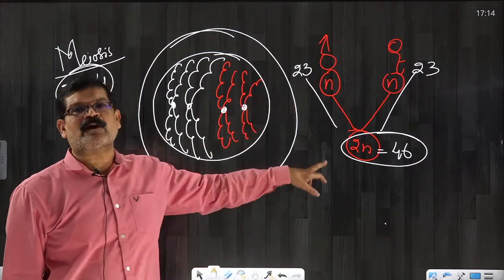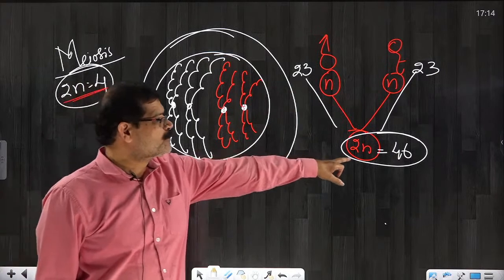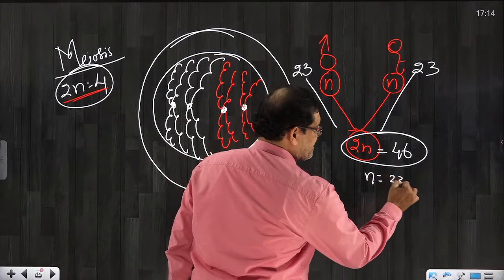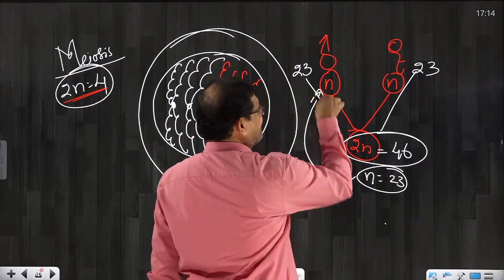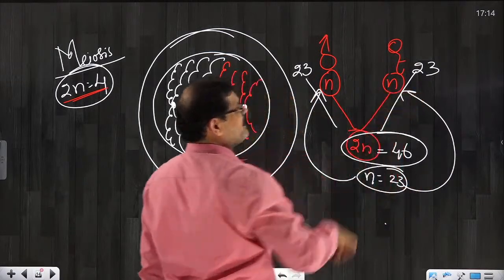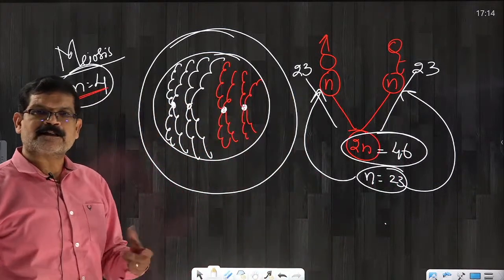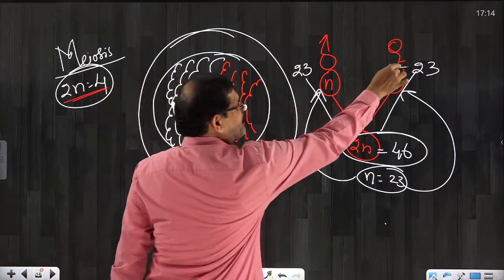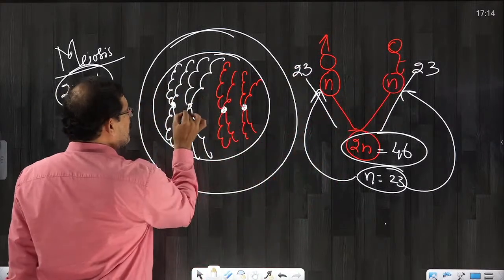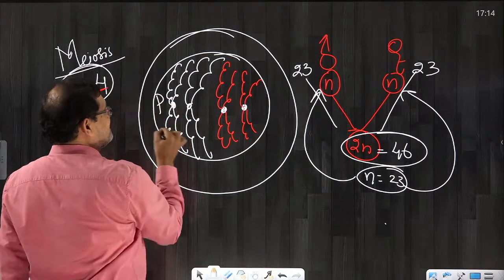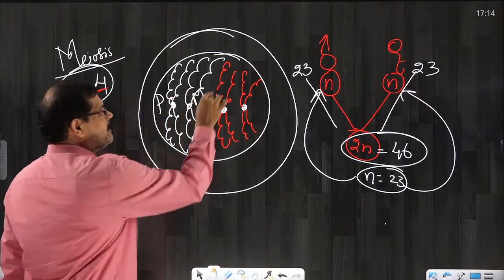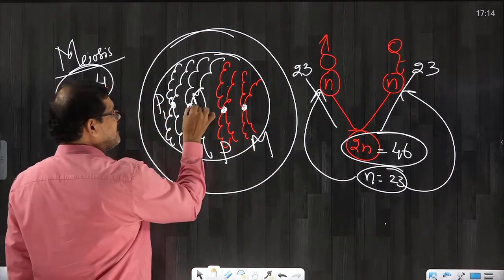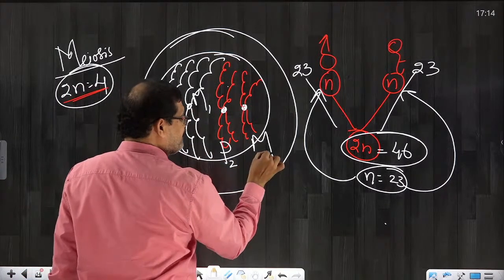Now what happens here? 2n is equal to 46, so n is equal to how much? 23. Where is it present? It is present in the male gamete and in the female gamete. One comes from the male gamete, one from the female gamete. That is why one is a paternal and one is a maternal chromosome. I call these P1, M1, and this pair P2, M2.